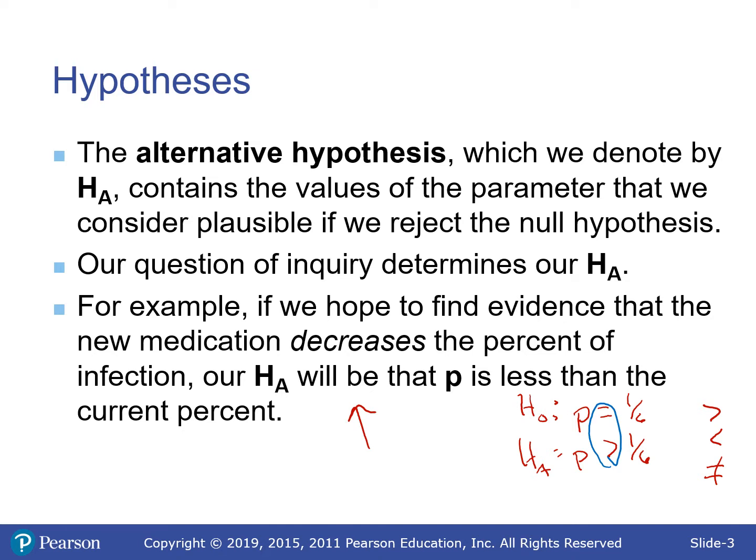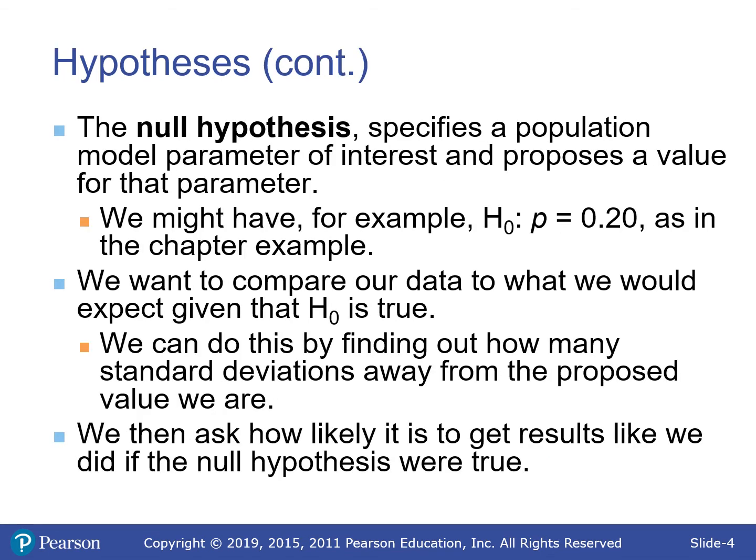So that would be that the new medication is working. And so that's where we'd get the alternative hypothesis. The number itself is the same. It's 1/6, it's 1/6. I'm sorry, I said that's where we get the null hypothesis. That's where we get the alternative hypothesis. So the null hypothesis specifies a population model parameter of interest and proposes the value for the parameter. We get that value from a variety of different places. For my dice example, 1/6. If it's a fair dice, the probability that 6 comes up is going to be 1/6.